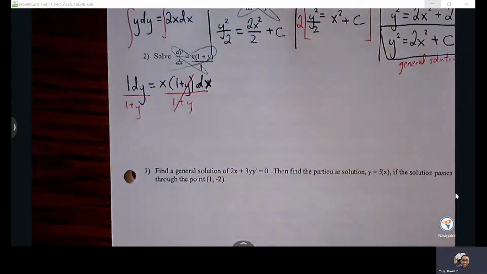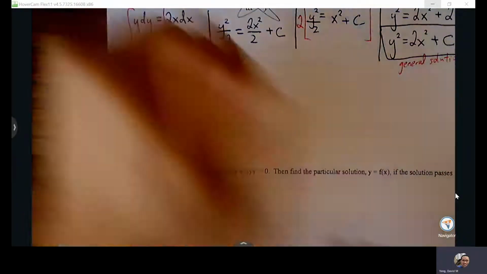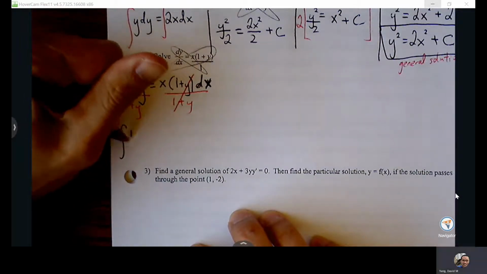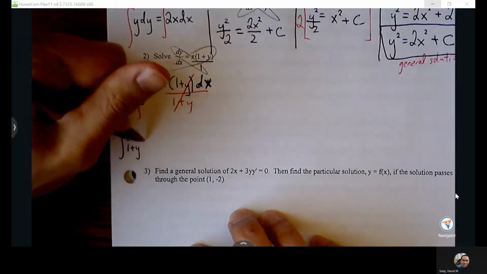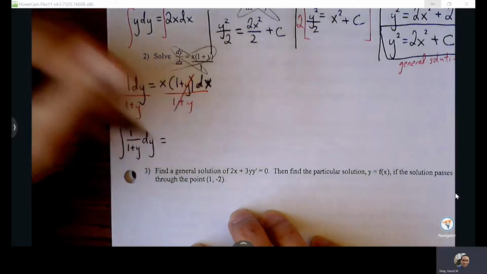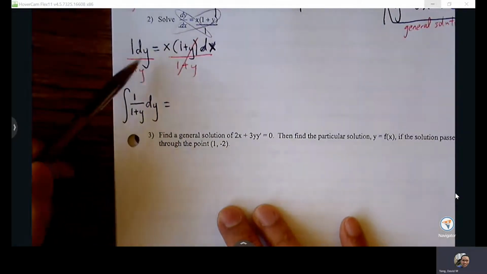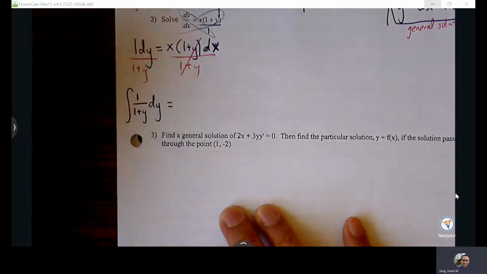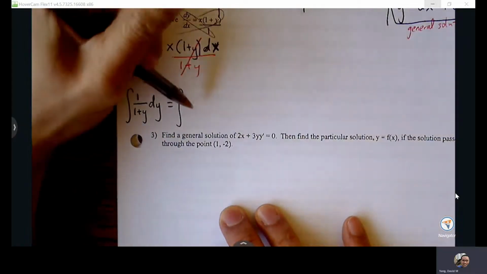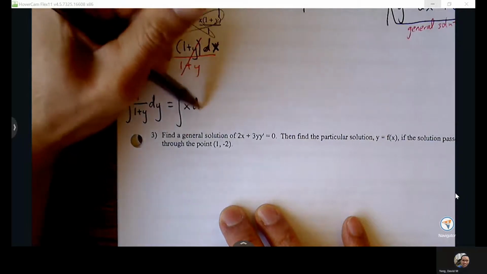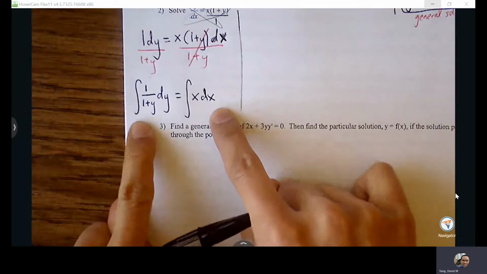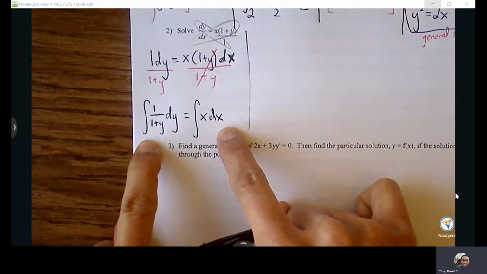Okay, let me rewrite the problem so I can get more clarity here. Typically, format-wise, I like to push the dy outside of my fraction. It just feels more familiar. Okay, take a look. Do I have full separation of variables? Yes. Okay.